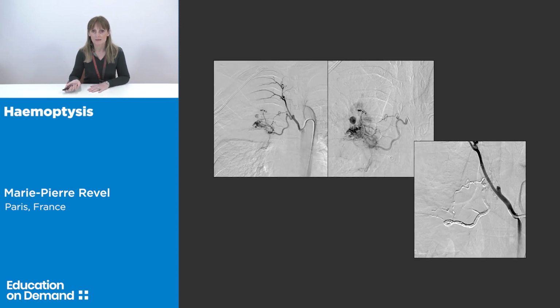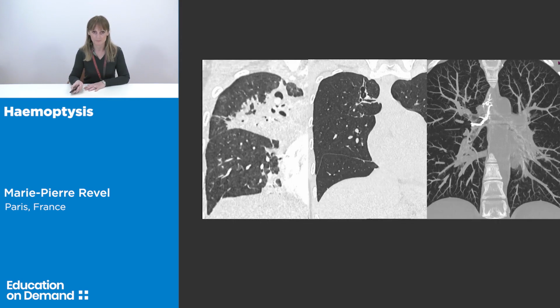And finally, she had a selective catheterization of the bronchial arteries, and the false aneurysm was fed by the bronchial artery. It's very rare. Usually, false aneurysms are due to injury of the pulmonary arteries, not of bronchial systemic origin, but as you can see, it's sometimes the case.